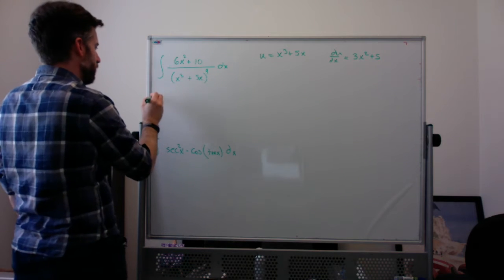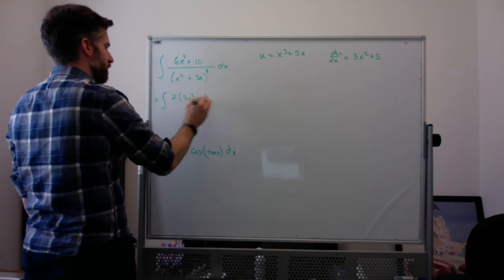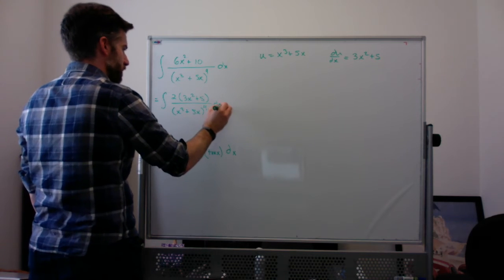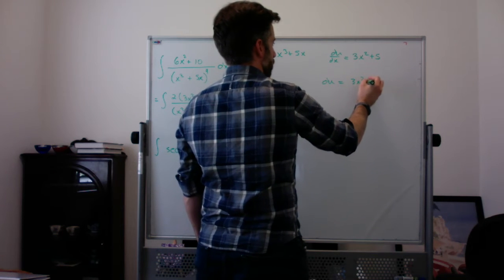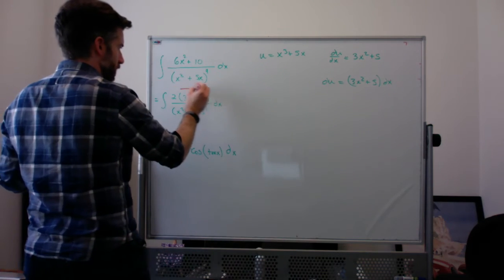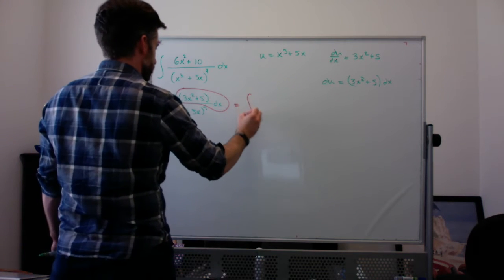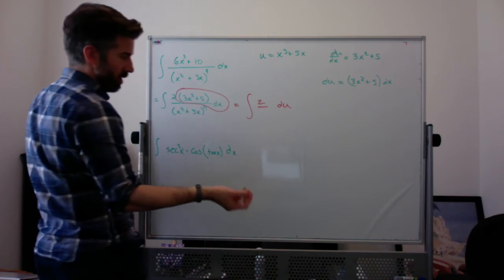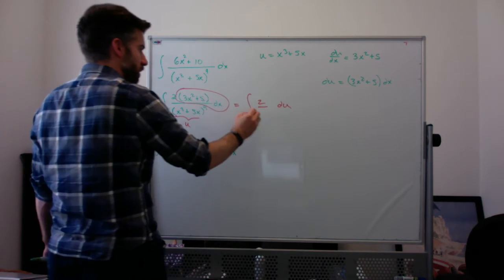I can factor out a 2 from the top here and write this as the integral of 2 times 3x squared plus 5 over x cubed plus 5x to the 4th dx. And so I can see that du is equal to 3x squared plus 5 times dx. And this part here, there's my du. So I have got the integral of 2 du. I like to put the du over here. You can write it in the numerator or just over on the side. So I got 2 du over, this is my u to the 4th power.